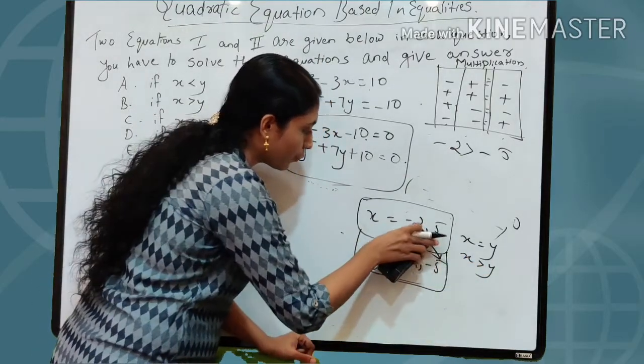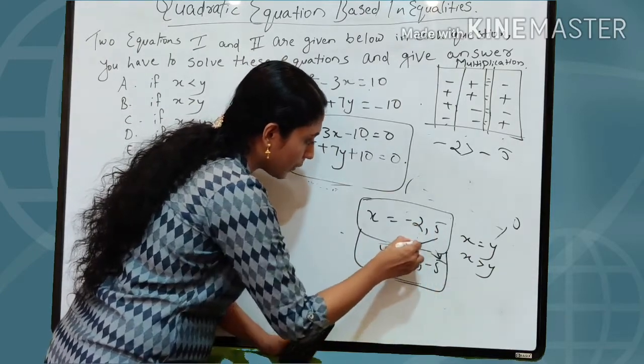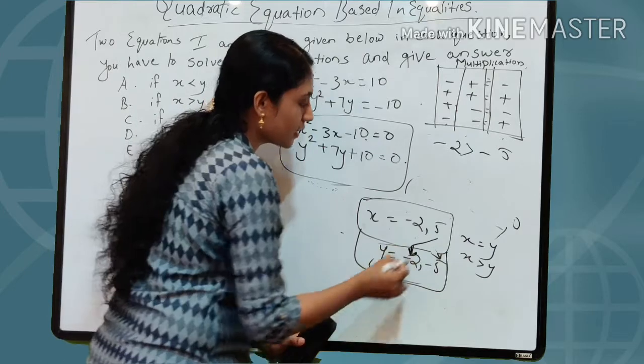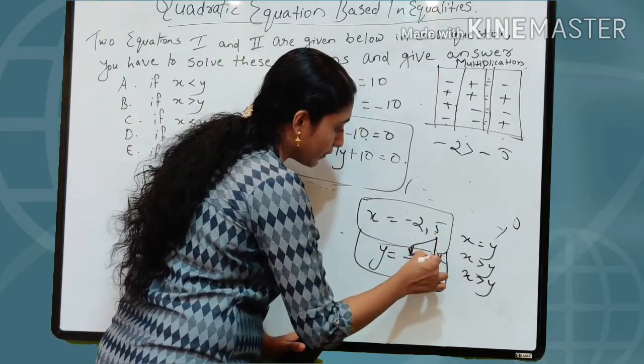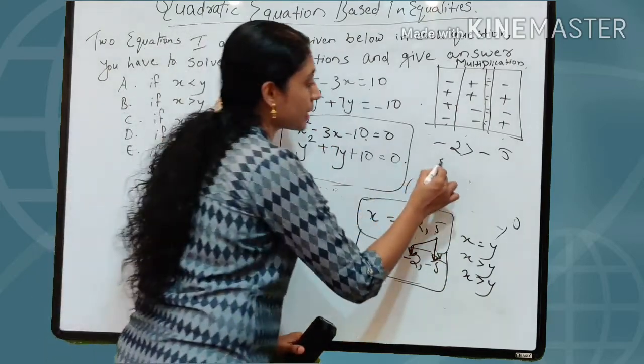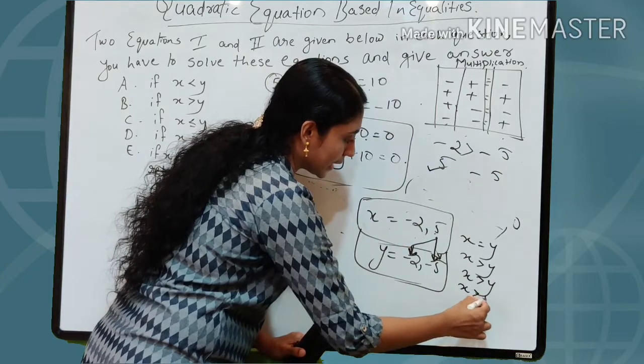Now we can compare 5 with the y values, right? When we compare 5 and minus 2, which one is greater? 5 is greater. That means x is greater than y. When we compare 5 and minus 5, which one is greater? Plus 5 or minus 5? Which one is greater? Plus 5, right? So x is greater than y.